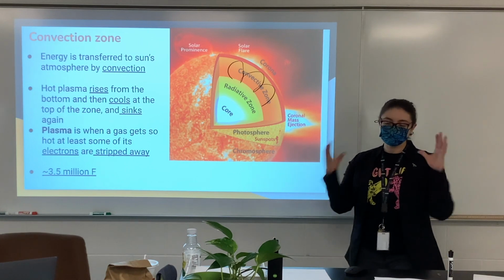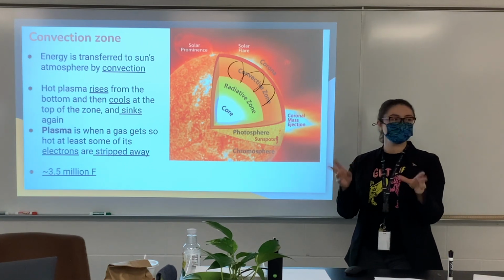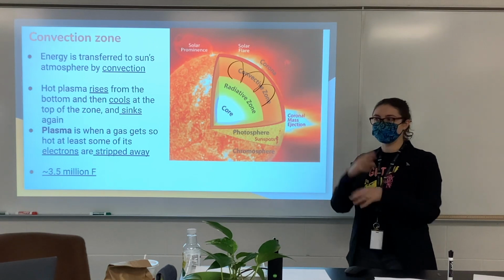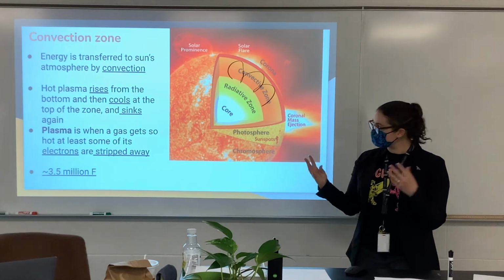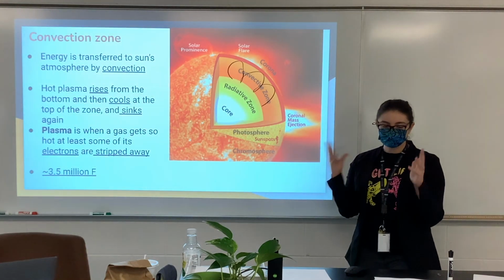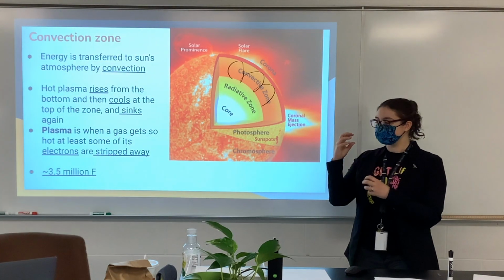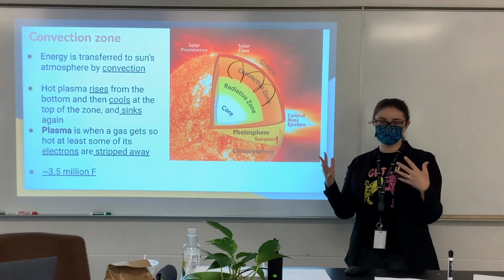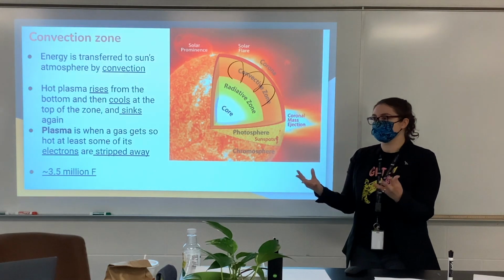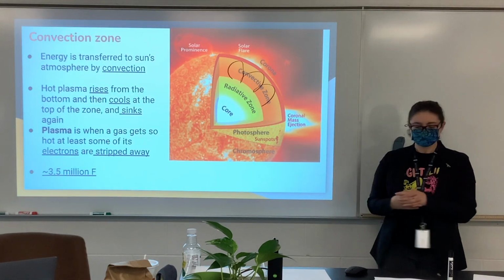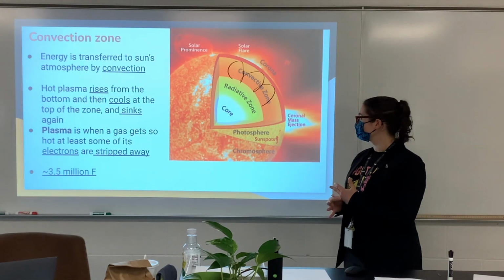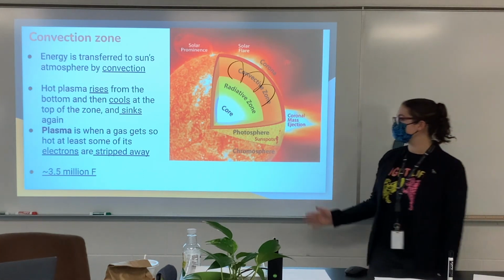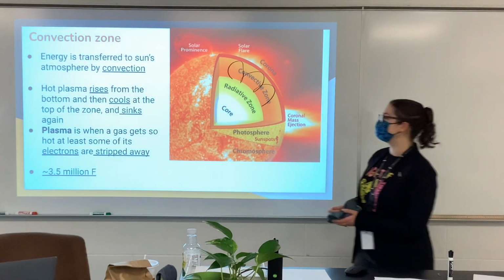And basically, if you take a gas and you get it really, really hot, its electrons will start to be stripped away and be loose and fluid. So plasma is kind of this superheated gas where the nuclei of the atoms and the electrons are just all flying around and mixed up. And so it has a charge, basically. And we're looking a little bit cooler than the radiative zone, like 3.5 million Fahrenheit.